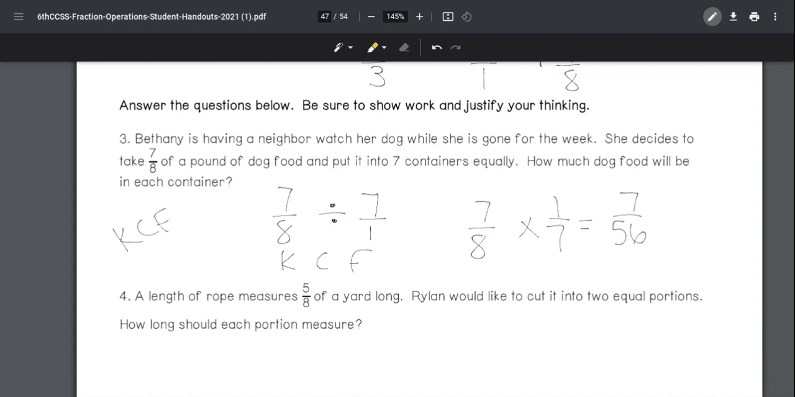7/56. Or if you used the Band-Aid method, you would know that 7 is our common number. How many 7s make a 7? 1. How many 7s make a 7? 1. So the simplified version of this would be 1 times 1 equals 1 for our top, and our bottom, 8 times 1 equals 8. So we have our good answer and our great answer. We will have 1/8 of a pound of food in each container.